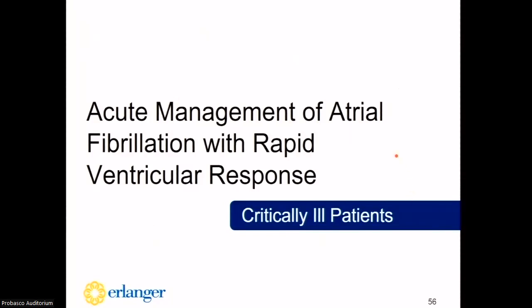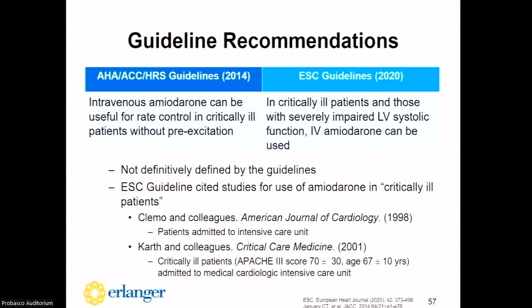So now we're going to talk a little bit more about acute management of atrial fibrillation with rapid ventricular response in our critically ill patients. The guidelines are a teeny bit vague about management of this in patients that are critically ill. They recommend that IV amiodarone can be useful for rate control in these patients, and the European Society of Cardiology guidelines echo this. They don't definitively say exactly how they define critically ill. The studies that the European Society of Cardiology cited have patients that are just admitted to an intensive care unit.